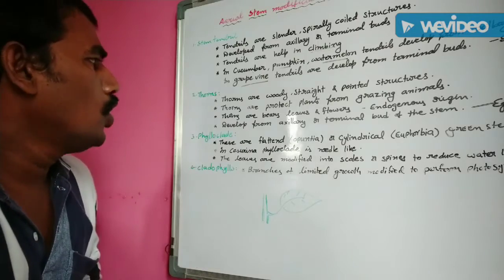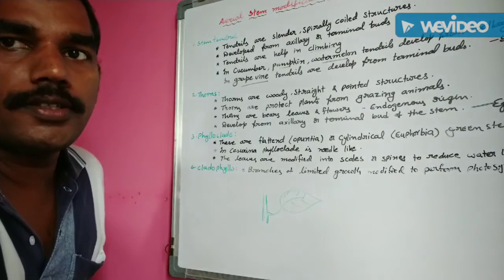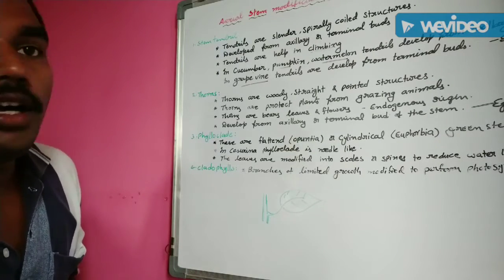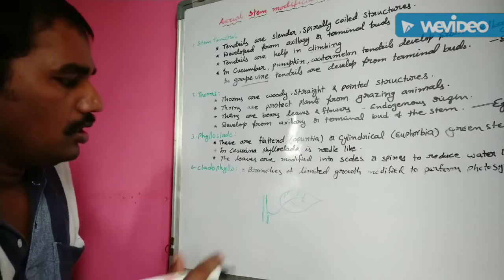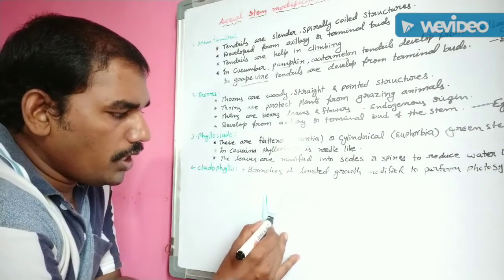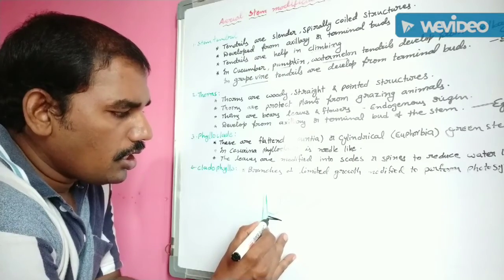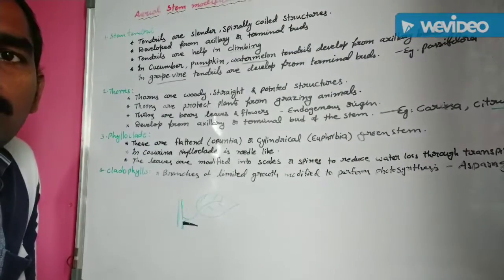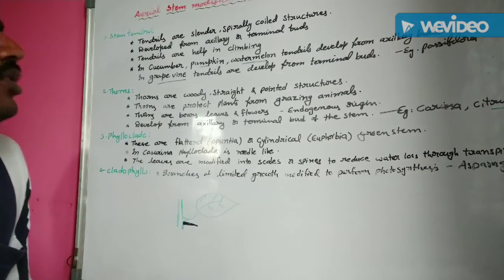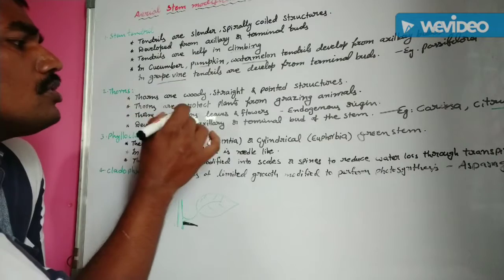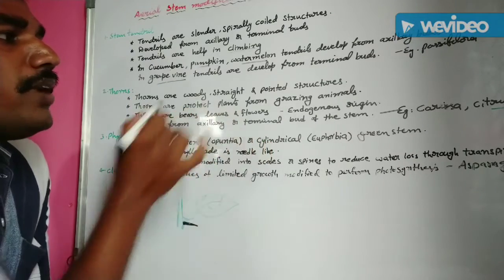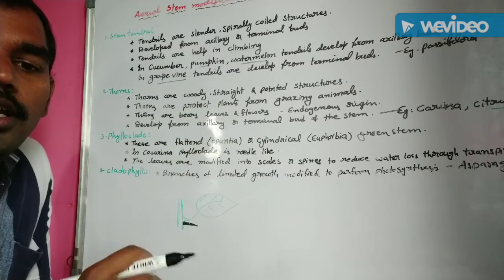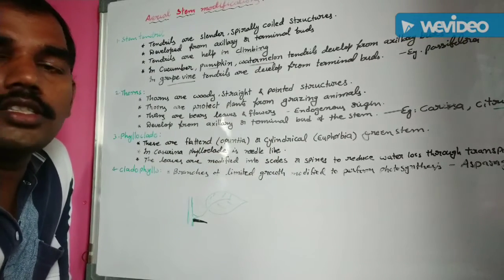Another one, thorns. Thorns are woody, straight, and pointed structures. Pointed structures are called thorns. Next one, these thorns protect plants from grazing animals. Herbivorous animals, grazing animals.